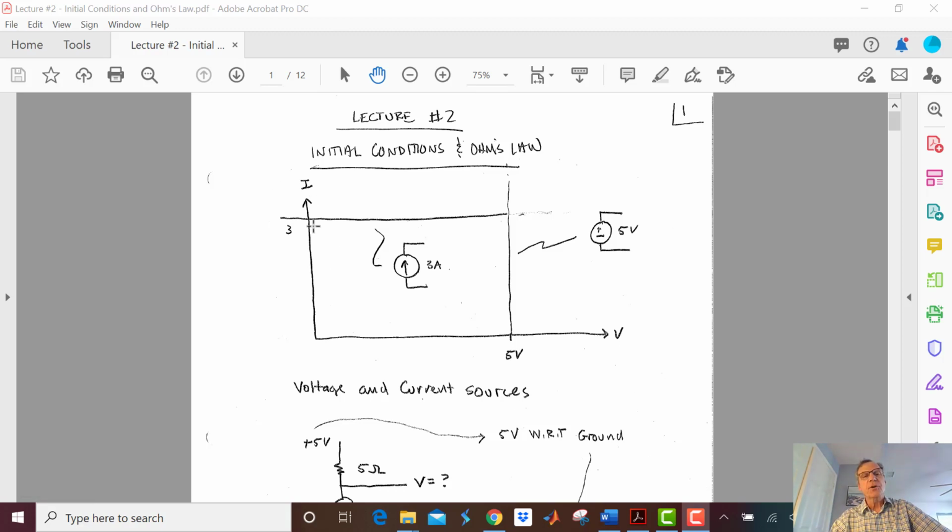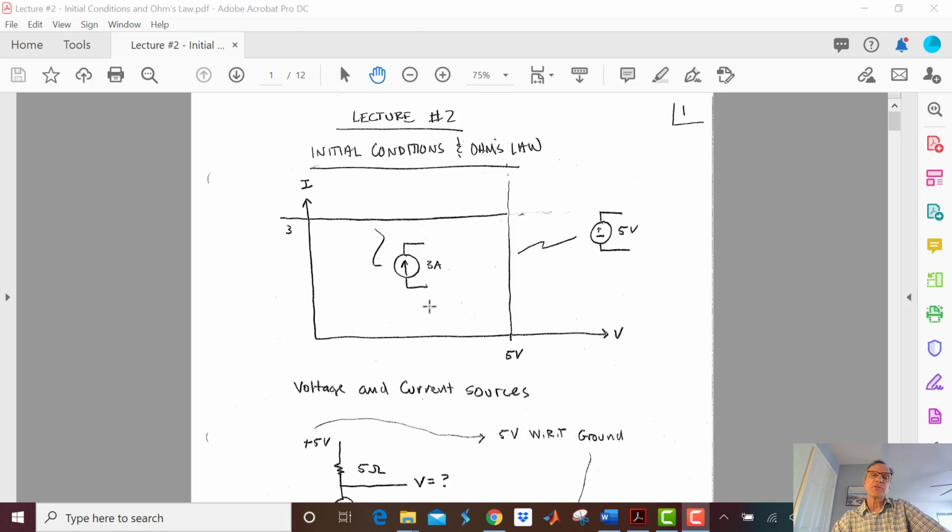And here's a current versus voltage plot. And here are all the operating points for my 5 volt power supply. What it shows you is that this power supply will give you 5 volts at any current you want. You just keep on going.